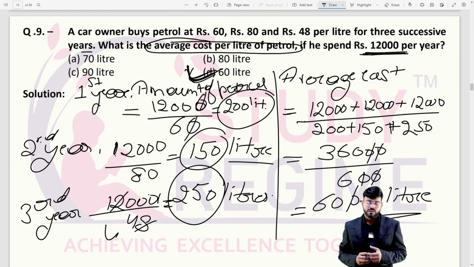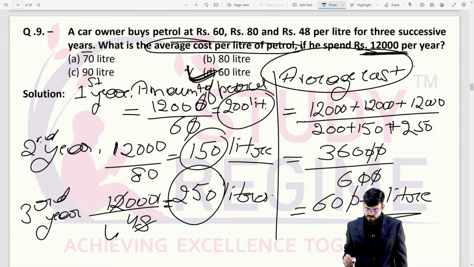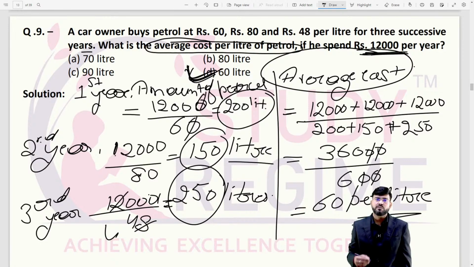So I just need to calculate the amount of petrol he has purchased during the first year, the amount of petrol he has purchased during the second year, and the amount of petrol he has purchased during the third year. So if I want to find the average cost, I just use the formula. The sum of all the money spent by him is 12,000 in the first year, 12,000 in the second year and 12,000 in the third year.